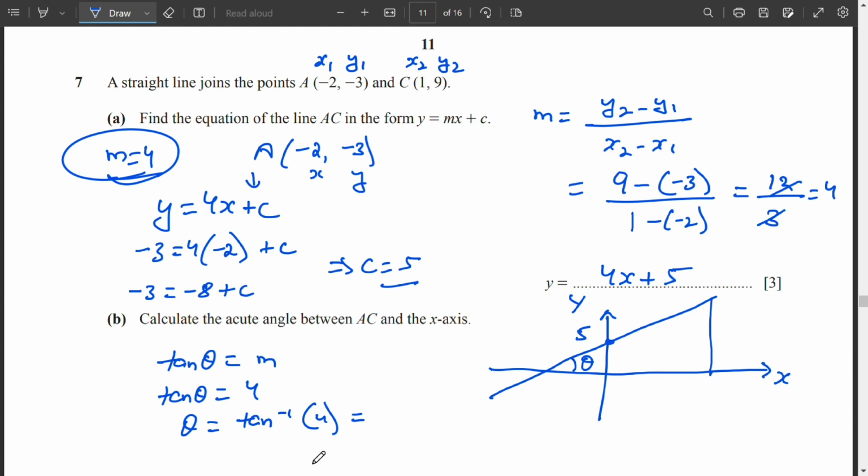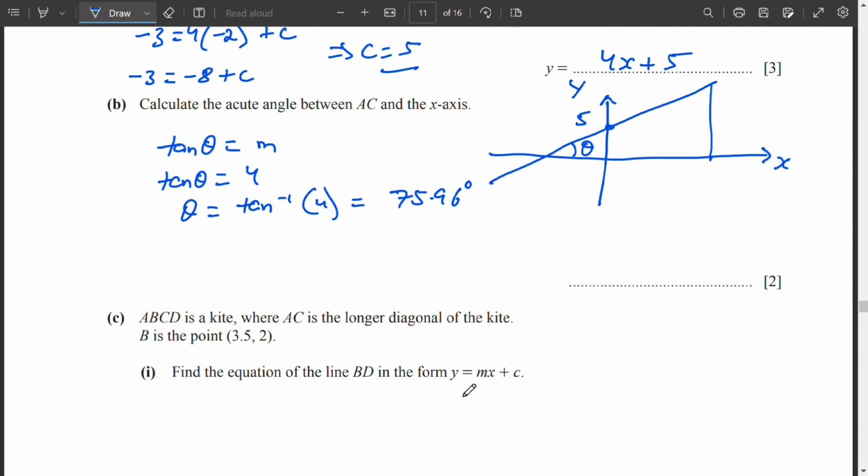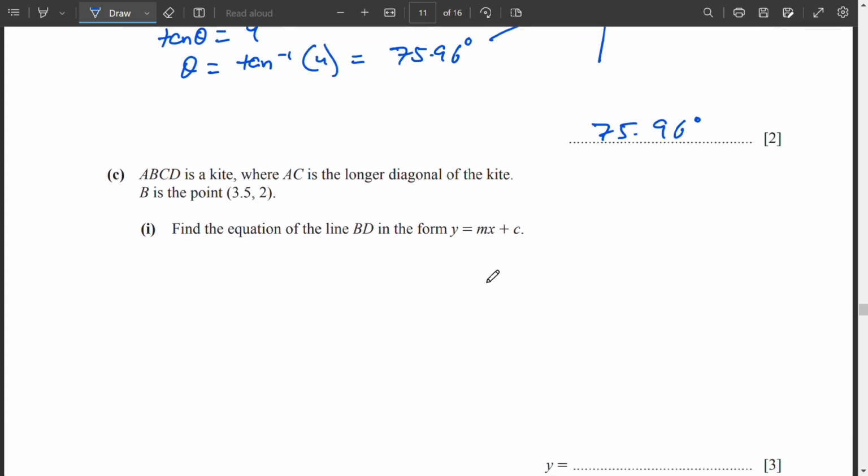Now using our calculator, tan inverse 4 is giving us 75.96. So this theta is 75.96 degrees. So our answer is 75.96 degrees. That's the acute angle which it is making with the x-axis. Now C part.